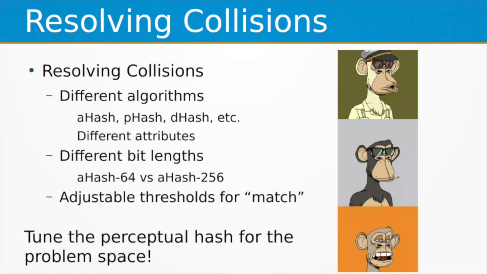There are a couple of approaches for resolving collisions. First, you can use different algorithms. Different algorithms evaluate different attributes. Second, you can use different bit lengths. If the 64-bit A-hash algorithm isn't sensitive enough, then maybe try 256 bits. And third, you can adjust the threshold for determining when two pictures match. The great thing here is that you have lots of options. You can tune the perceptual hash for your specific problem space.